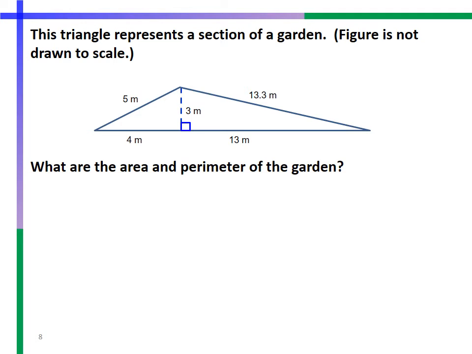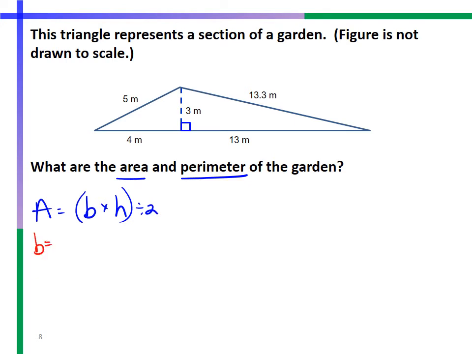So the triangle represents a section of the garden. Figure not drawn to scale. Thank you, because we're dealing with meters here and my screen's kind of small. We need to figure out what the area and the perimeter are of this garden. So for area, it's the base times the height, and we do all that first, and then we divide by 2. And so let's go figure out what the base and the height are here.